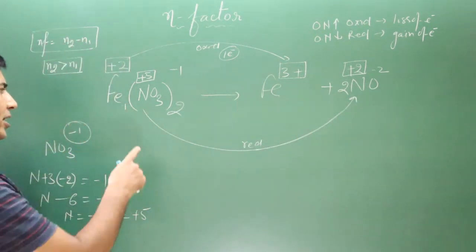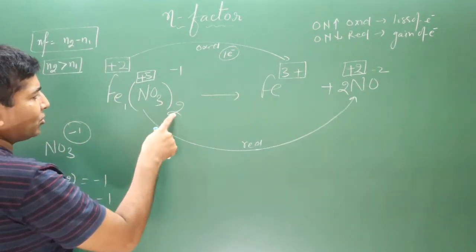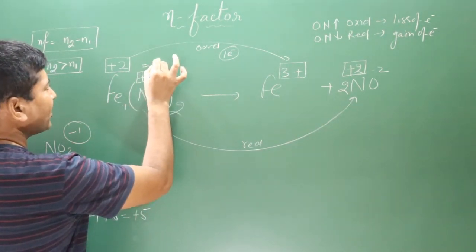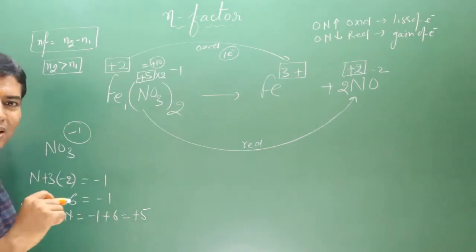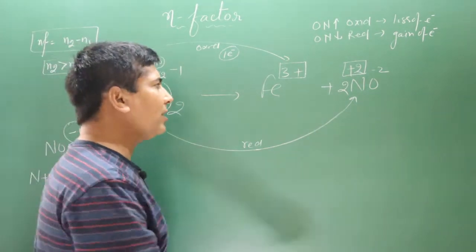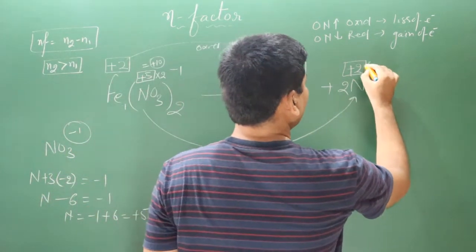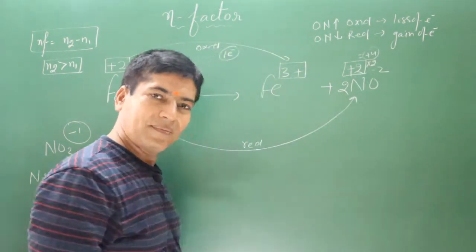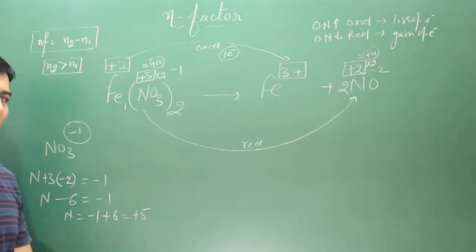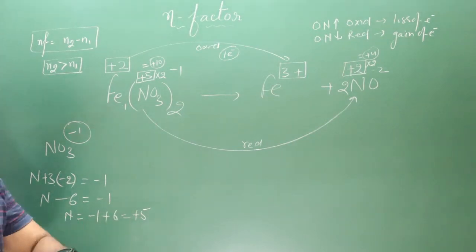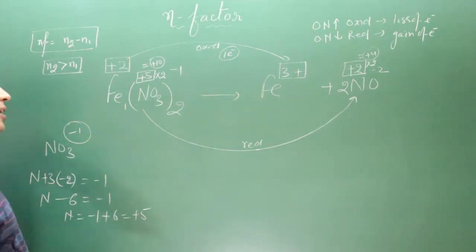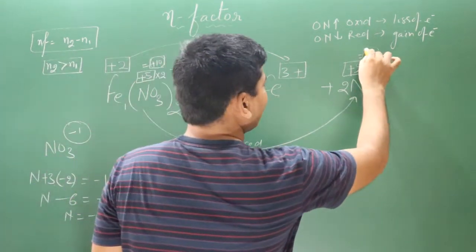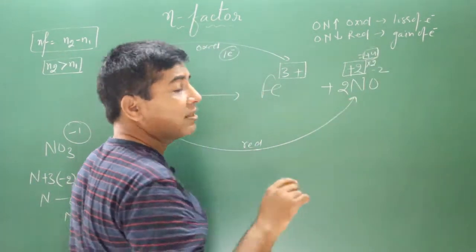Now you can see 1 nitrogen is +5, then 2 nitrogen multiplied by 2 is equal to +10 oxidation number. Very simple concept. On the other side, 1 nitrogen is +2, then 2 nitrogen multiplied by 2 is equal to +4 oxidation numbers. Simple, right? We got +4 oxidation numbers. Now we find the difference in oxidation numbers. On the left side we have 10 oxidation numbers, on the other side we have 4 oxidation numbers.